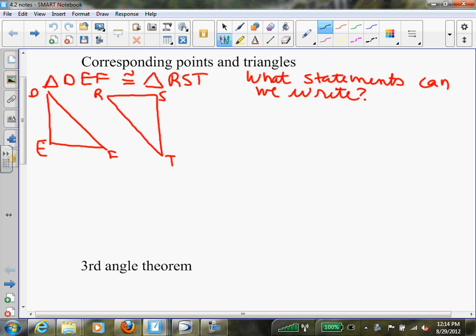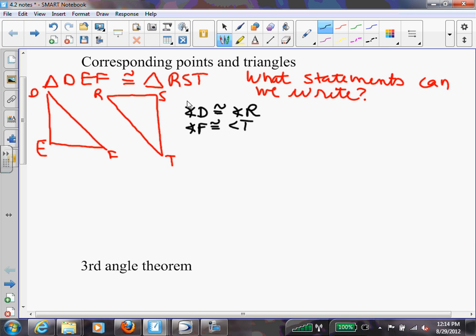So if I said angle D is congruent to which one? Angle R, because they're both in the first position. Might not look like it in the triangle, but we want to go by what the written congruency statement is to figure out our line and our order. So if I said angle F, what would it be congruent to? Okay, angle T.